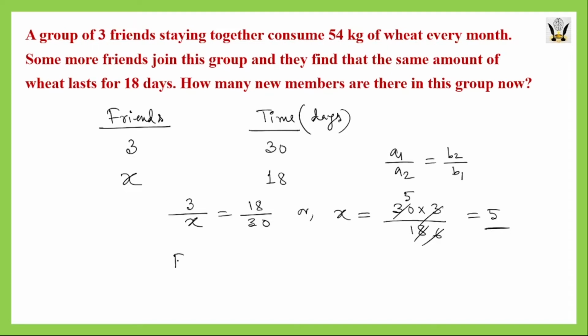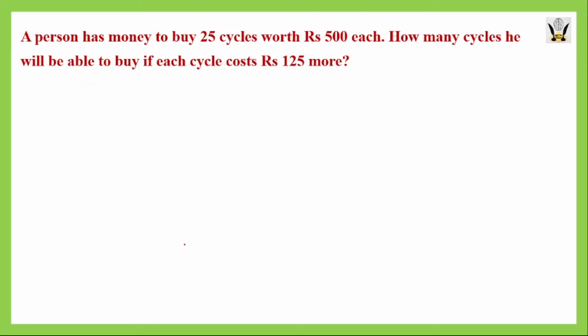So how many extra friends have joined that group? That is now 5, and initially it was 3. So two more friends have joined that group. That's why instead of consuming the same amount of weight in 1 month, it is now being consumed in 18 days.